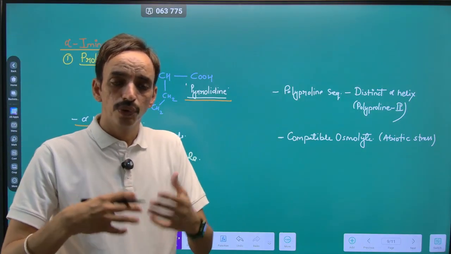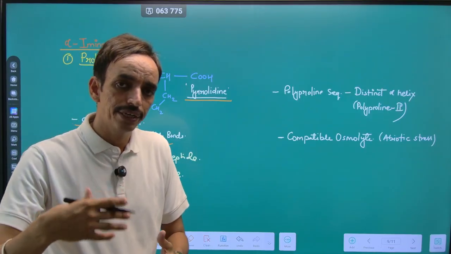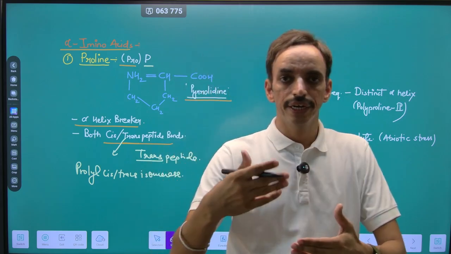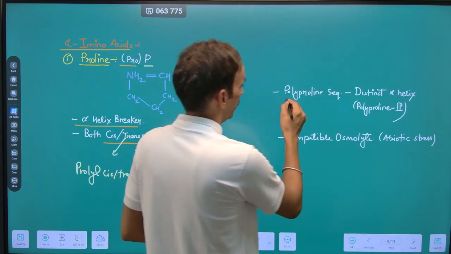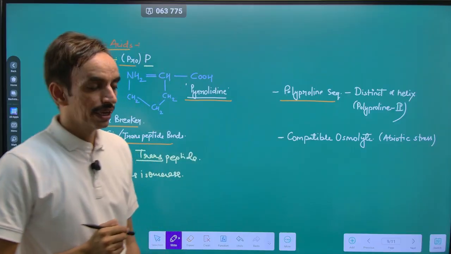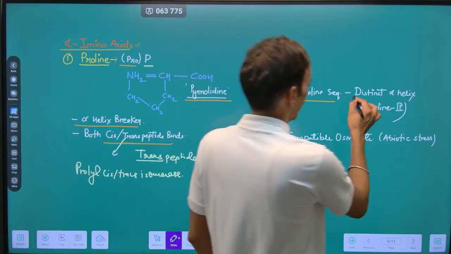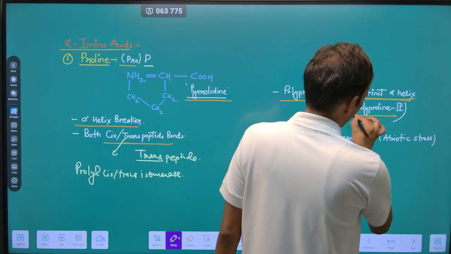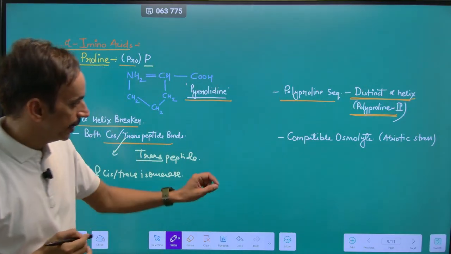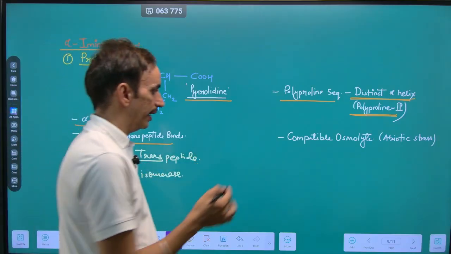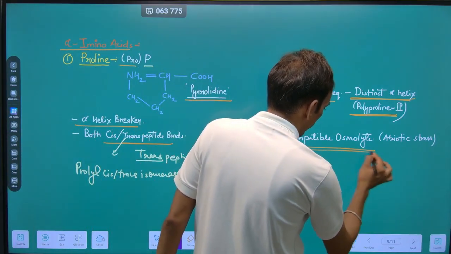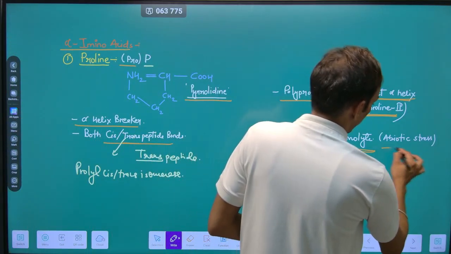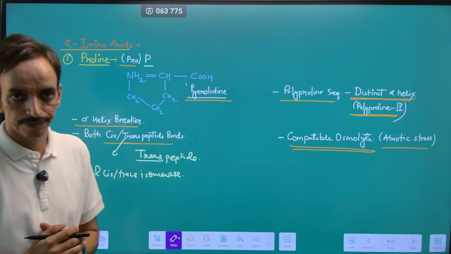If proline is present in a repeated form, like in a polypeptide there is a repetition of proline, proline, then it is known as a polyproline sequence. It has a distinct type of helical structure called polyproline II. Similarly, it also acts as a compatible osmolyte which helps the plant to survive under abiotic stress conditions.